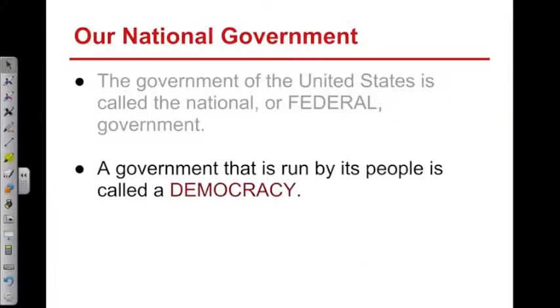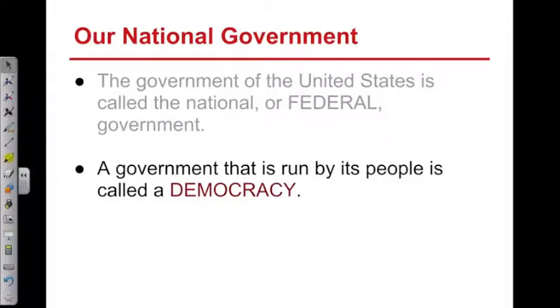Now, a government run by the people, the term for that is a democracy. That means that people get to vote when you're 18 years old. You get to vote and have a say in who runs the government. The people aren't the actual ones running it. The people get to elect people to run the government and pass laws.